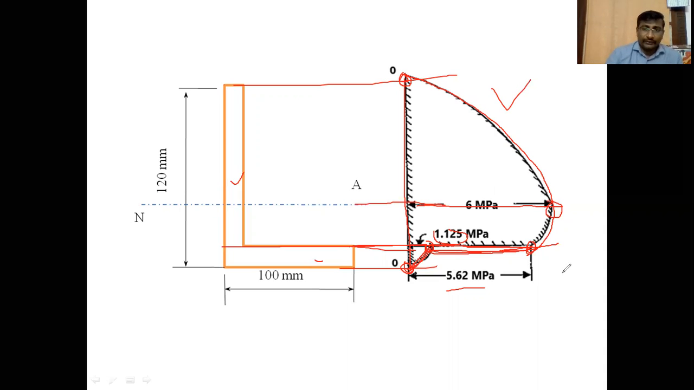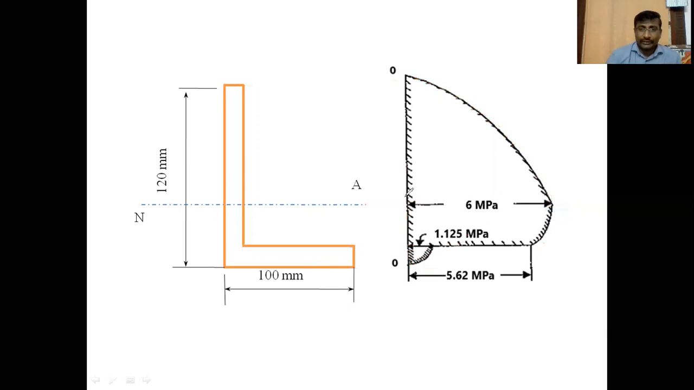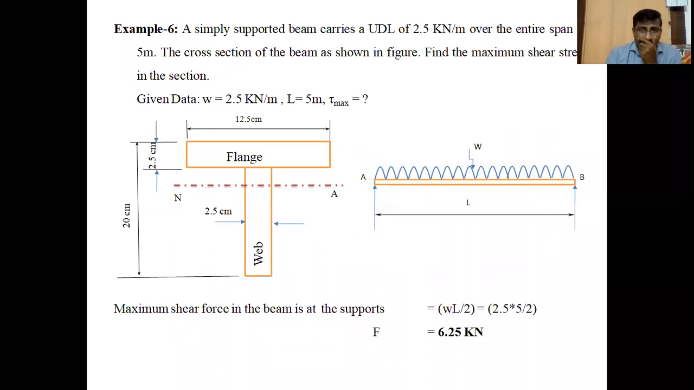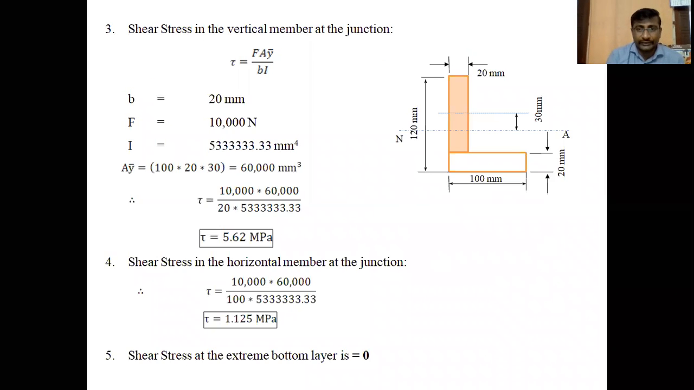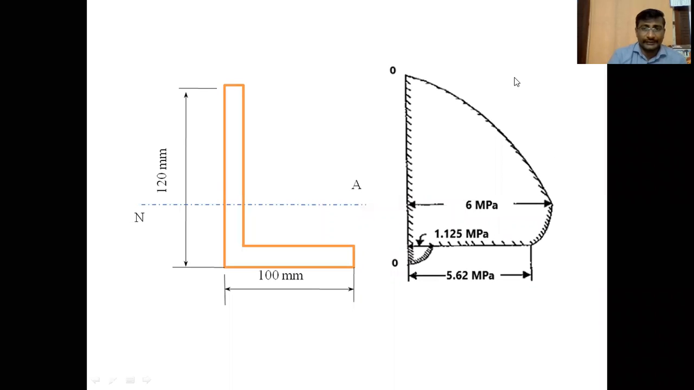It looks like the shear stress distribution is the reverse of the T section. We already studied the T section problem. This is the T section shear stress distribution, and the L section shear stress distribution is just the reverse of the T section. Shear stress at the neutral axis is maximum. Shear stress at the junction has two values, 5.62 and 1.125, and shear stress at the extreme layers is 0.